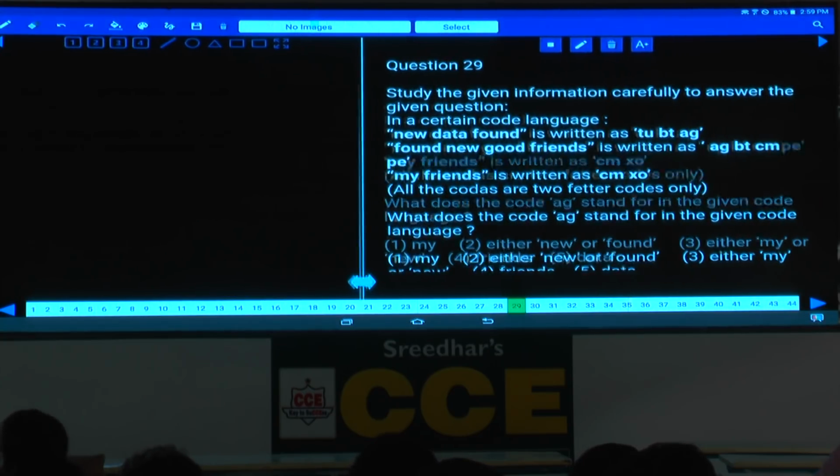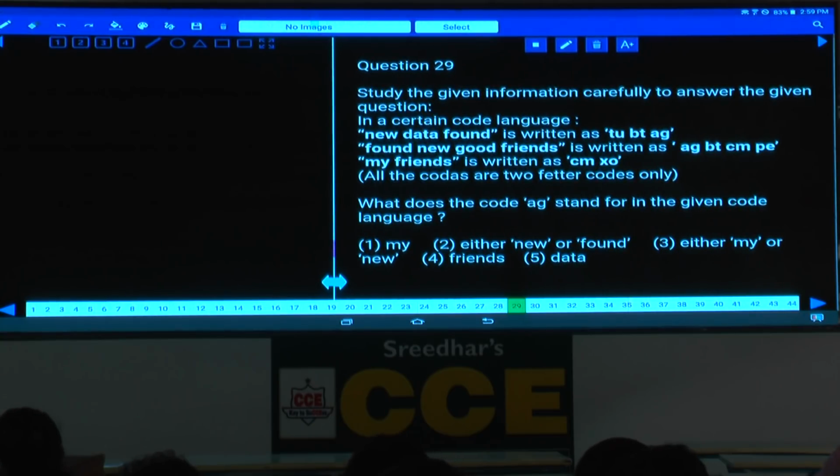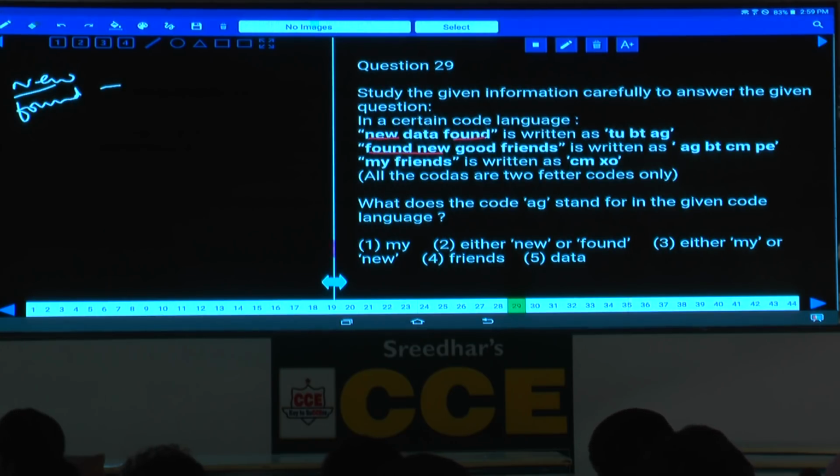Then 29 and 30. Now in this 29 and 30, what is the information given here? Only 2 questions are based on this: coding and decoding. New data found. New and found are the 2 words which are common between the first and the second statements. And what are the codes common here?